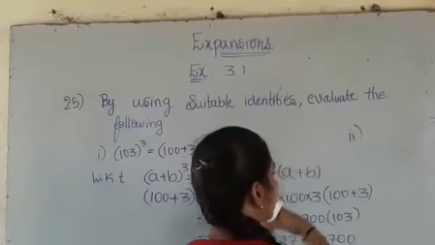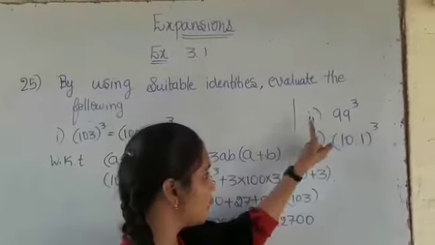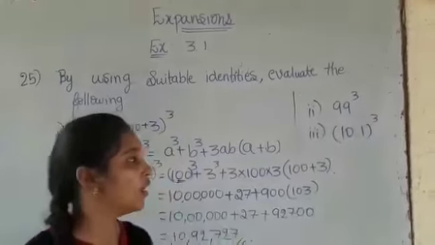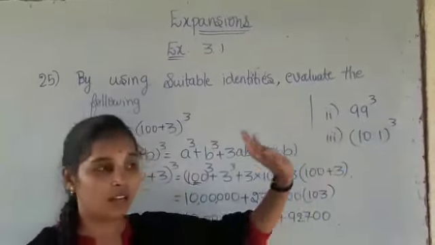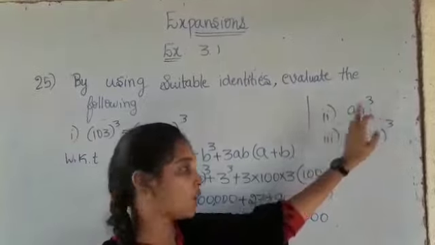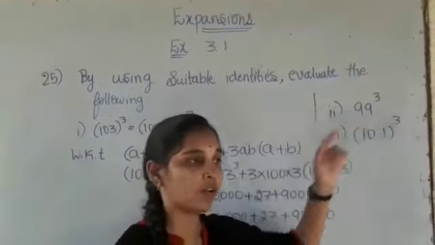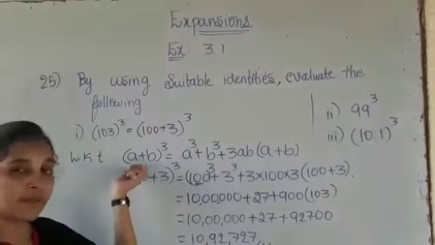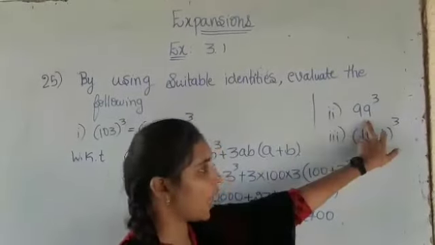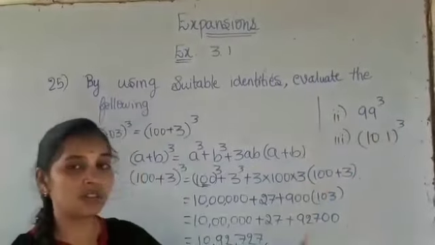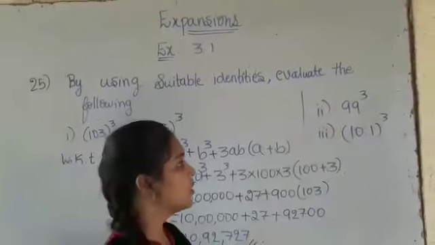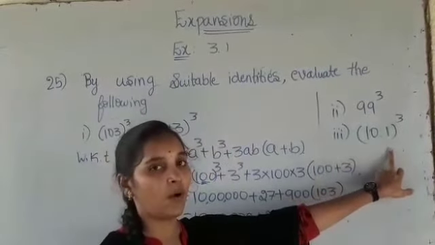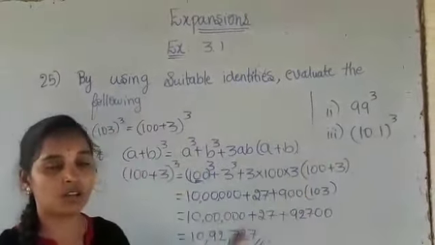Same like this, you do the remaining two problems. Pause and try clearly how to solve the remaining two problems: 99 whole cube and 10.1 whole cube. Here you can split 99 as 90 plus 9, or as 100 minus 1. If you split it as 90 plus 9, then we have to use a plus b whole cube. If you split it as 100 minus 1, then you have to use a minus b whole cube. In the same way, 10.1 whole cube we can split as 10 plus 0.1 whole cube, and you have to solve these problems.